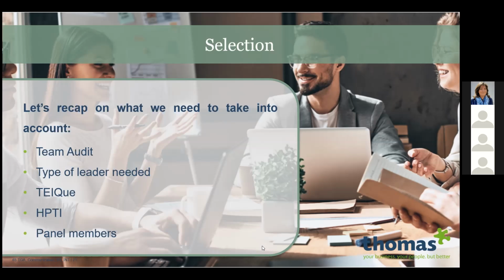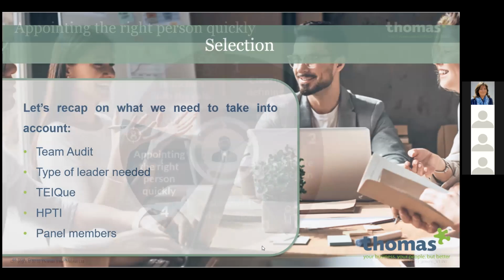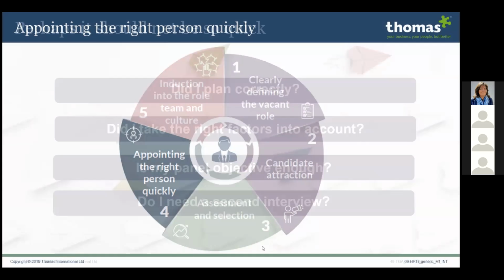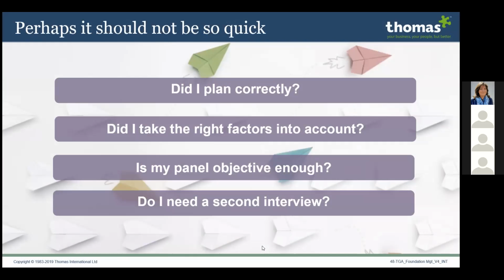So this brings us to the fourth stage of the recruitment and selection wheel, which is appointing the right person quickly. Now, this kind of contradicts everything that I said, and that's true because a management decision should not be quick at all. We saw earlier all those reasons for why people leave, and all of those reasons are significantly, if not solely, affected by the manager that's leading those people.